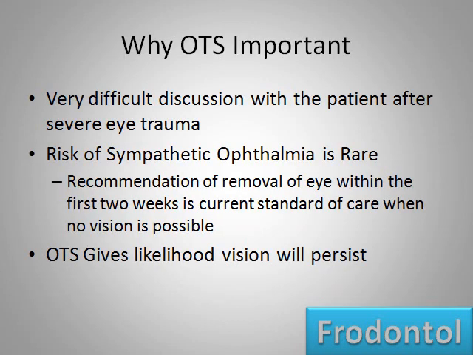Why is the ocular trauma score important? It's a very difficult discussion with a patient who has recently suffered severe eye trauma. Heightened with that is that there's a risk of sympathetic ophthalmia, which is rare, but can involve the opposite uninvolved eye in a way that risks blindness. The only way to avoid this rare disease is to remove the eye within the first 2 weeks after injury. The ocular trauma score gives the likelihood vision will persist.